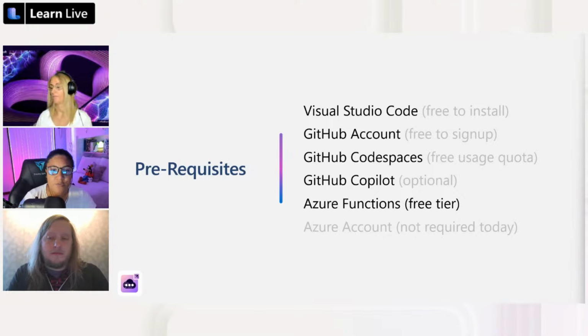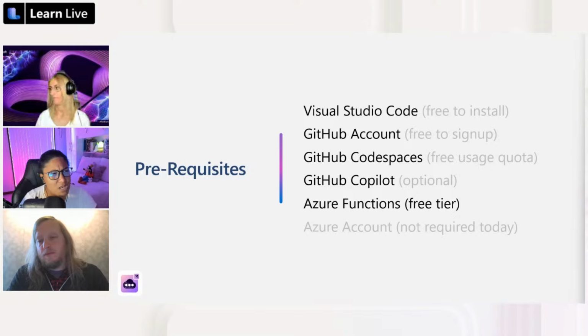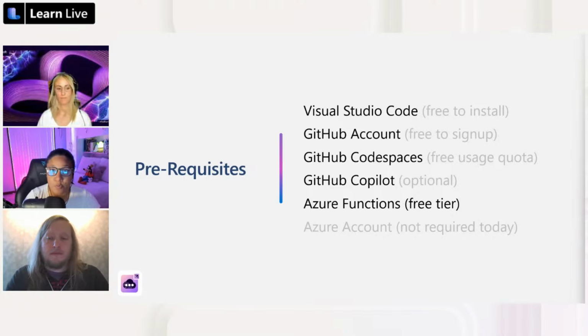And also the Azure Functions extension. Even so, if you want to use Azure Functions, it has a free tier. So I think that you can use 1 million requests monthly for free. So don't hesitate to test it out using Azure Functions in your projects.